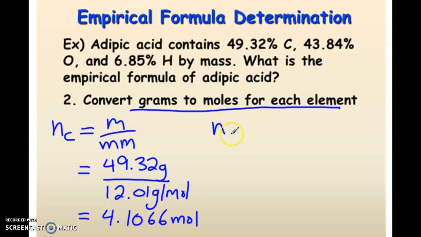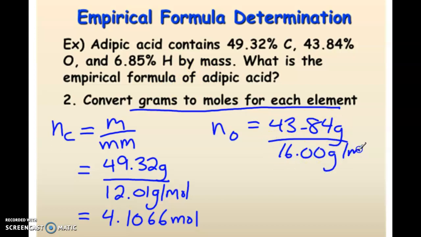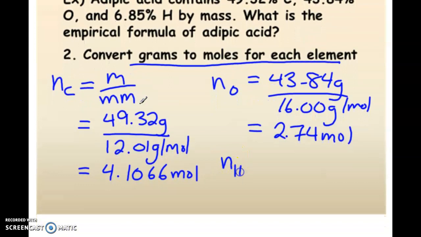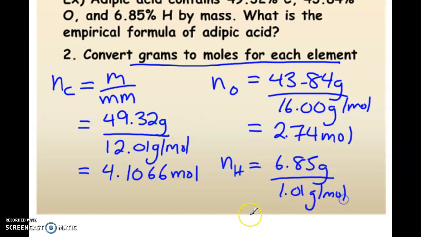Okay, so moles of oxygen. We're going to do our 43.84 grams over 16.00 grams per mole. Okay, so 43.84 divided by 16. So we get 2.74 moles of oxygen. And then we got to do our moles of hydrogen. So that is 6.85 grams over 1.01 grams per mole.